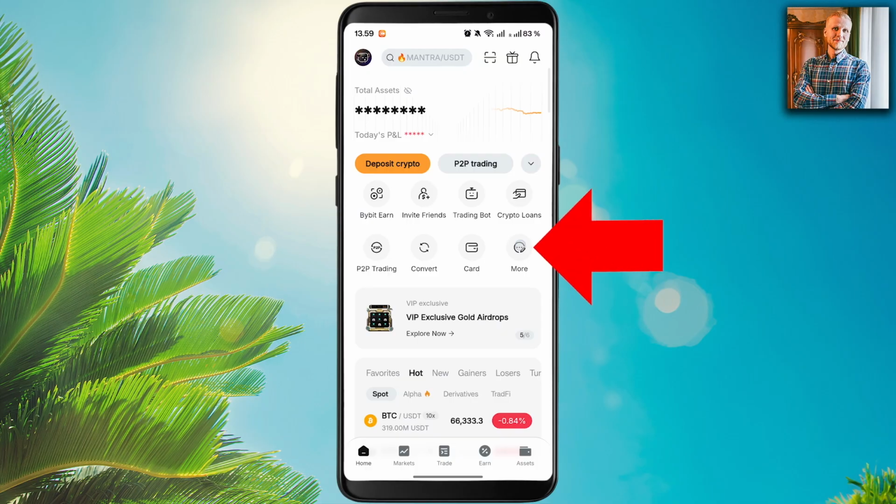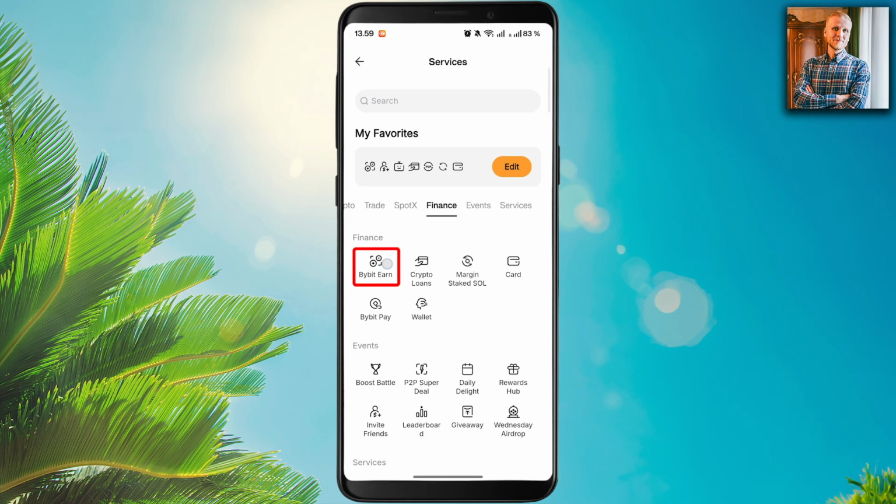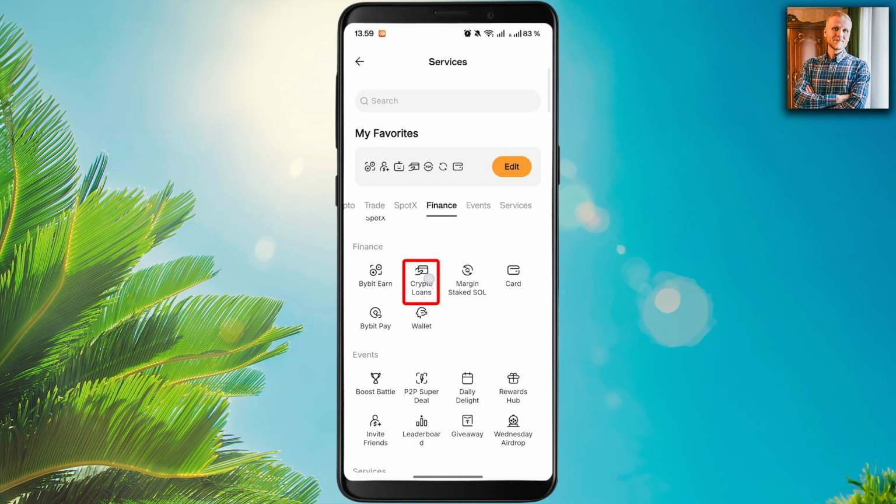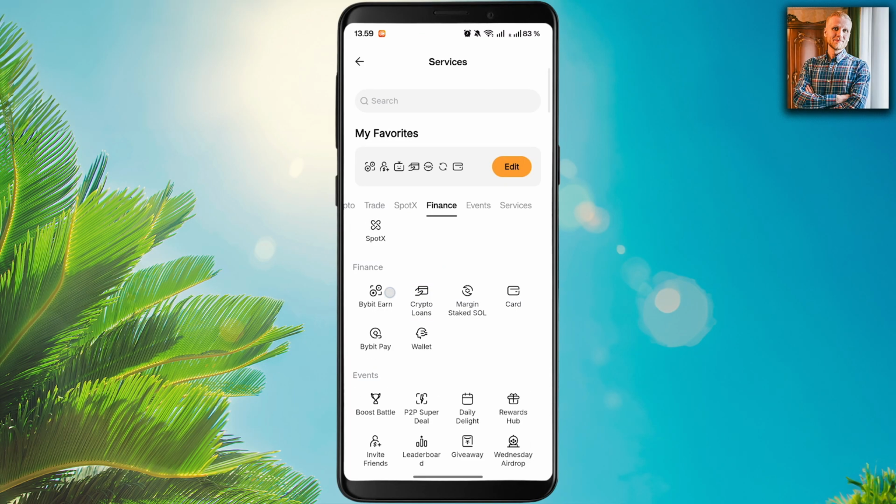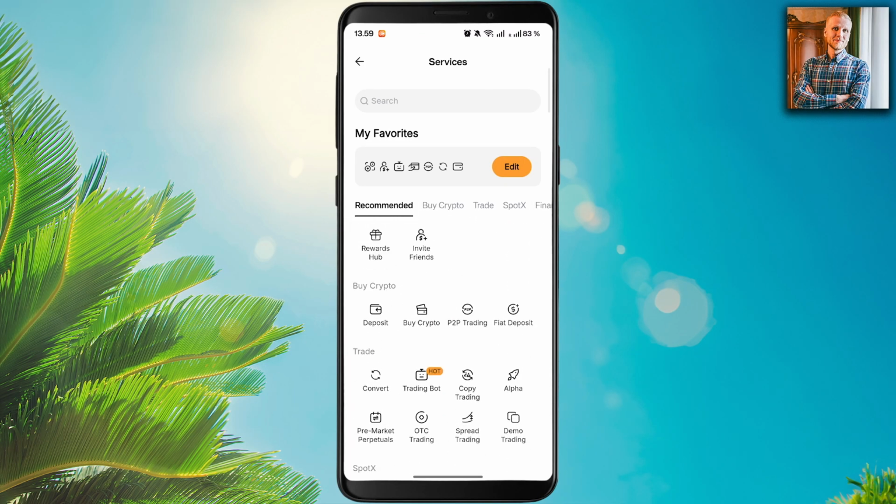And if we come here into more, do you notice that they also have Bybit Earn, where they typically have even better rates than on Binance. They also have crypto loans, and that one also typically has better rates than on Binance. So Bybit is in many ways better than Binance.